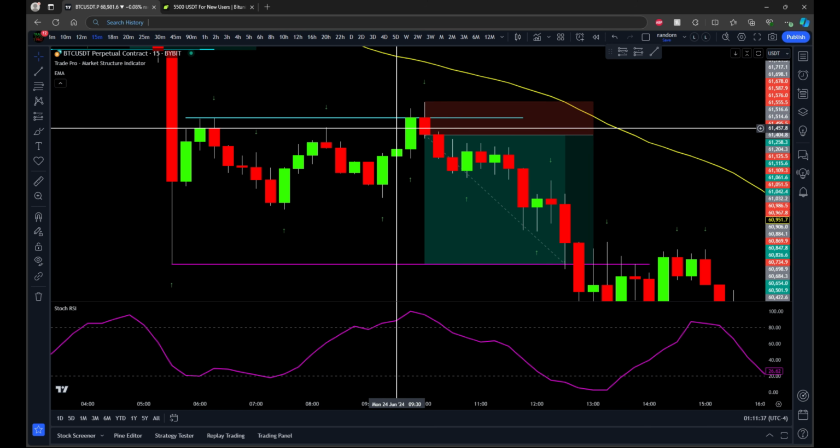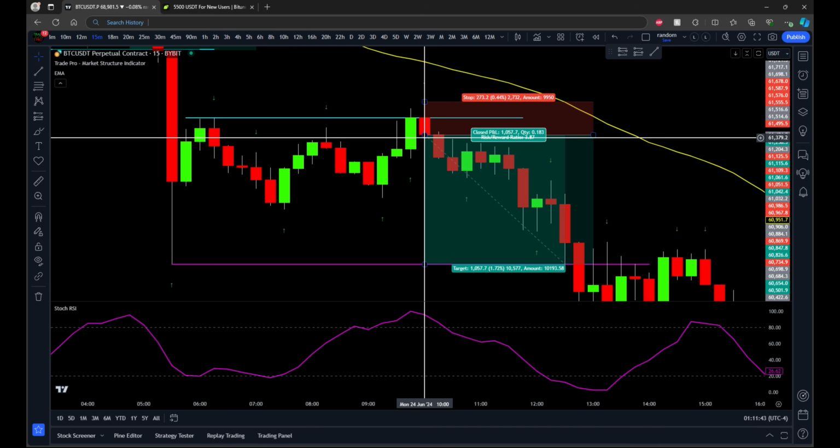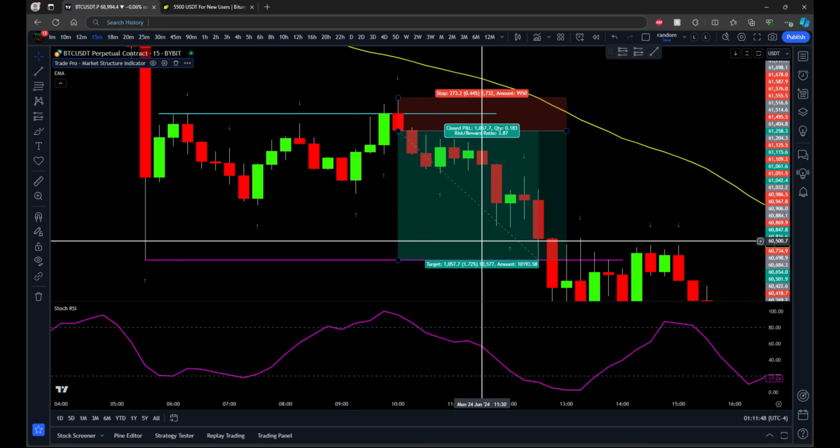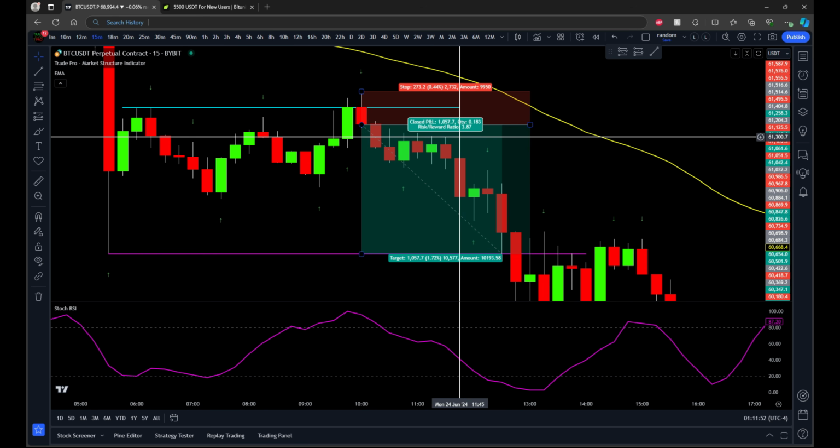with a swing failure. So we get that swing failure here. We wick it. Next candle is a red one, also a swing failure. And then that is our trigger to go short, targeting the lows of the pullback because we got better than a 1 to 2. This is 1 to 3.87.